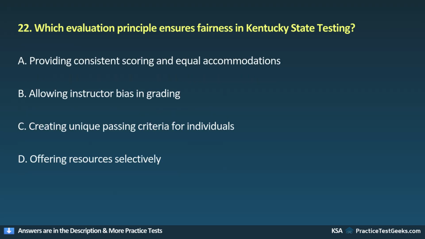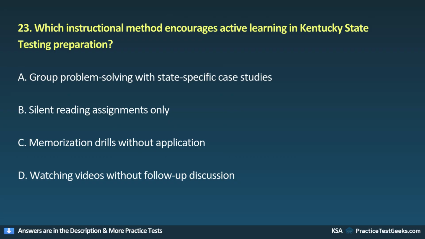22. Which evaluation principle ensures fairness in Kentucky State testing? A. Providing consistent scoring and equal accommodations. B. Allowing instructor bias in grading. C. Creating unique passing criteria for individuals. D. Offering resources selectively.